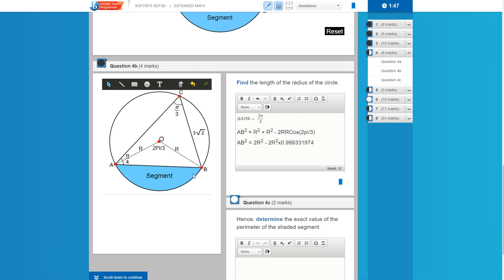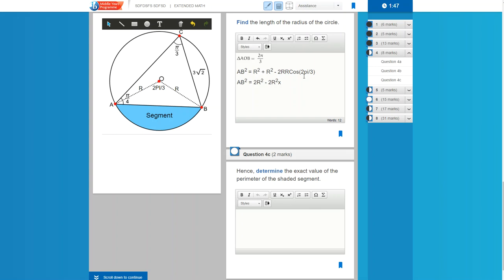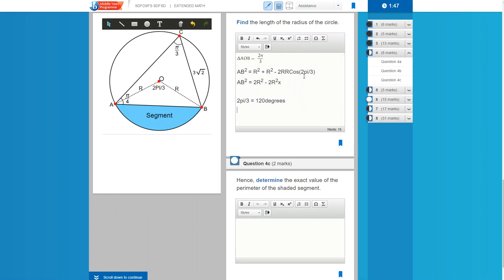So I'm just looking at the mark scheme and it says R has to be an exact form, which is a little unfair because it doesn't actually state that in the question. So we're going to have to get rid of that, I'm afraid. Right, 2 pi over 3 is how many degrees? Good. 2 pi over 3 is 120 degrees. Okay, now cos of 120 degrees is the same as cos of what?